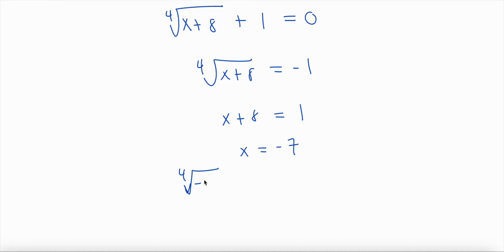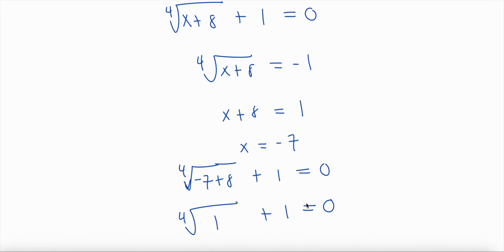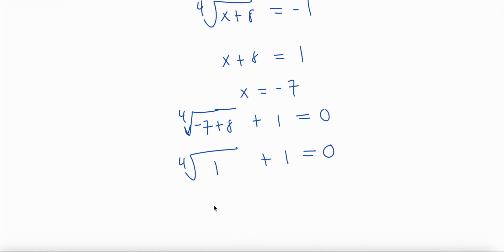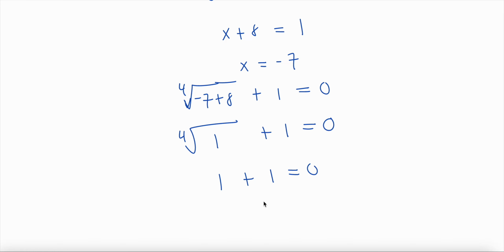So we will have the fourth root of negative 7 plus 8, plus 1 equals 0. That will be the fourth root of 1, since negative 7 plus 8 is 1, plus 1 equals 0. And the fourth root of 1 will just be 1. That'll be 1 plus 1 equals 0, which is 2 equals 0. Now this is not true. And therefore we can see that this is an extraneous solution and that the original problem has no solutions.